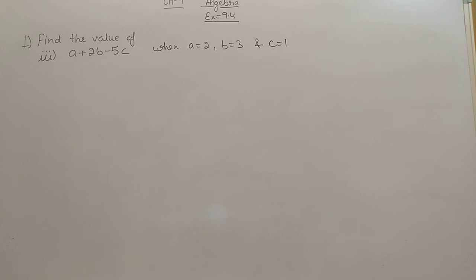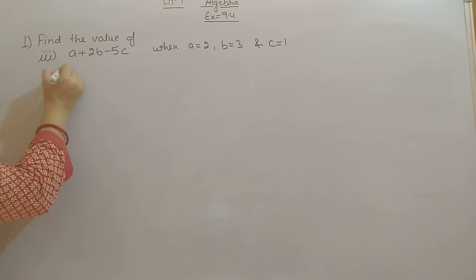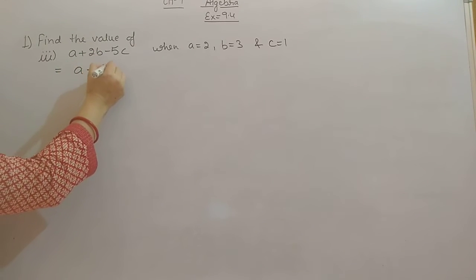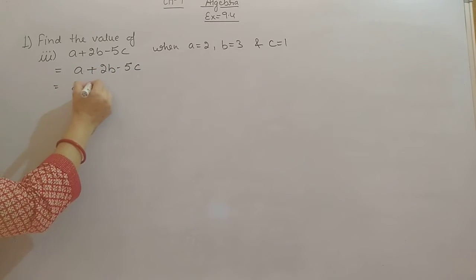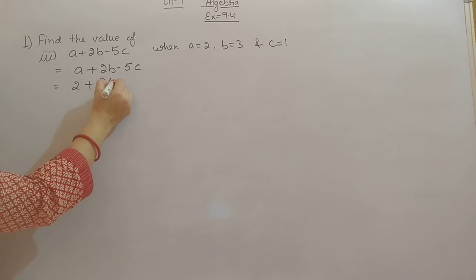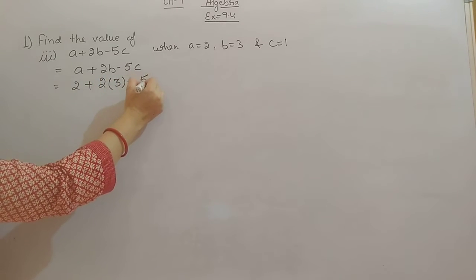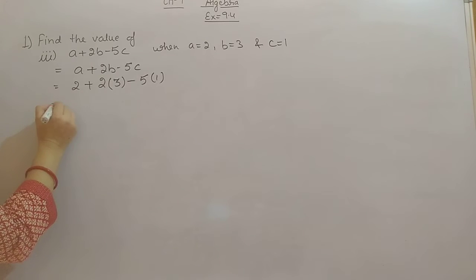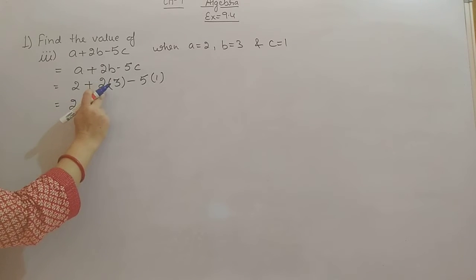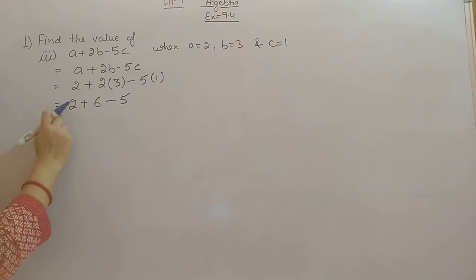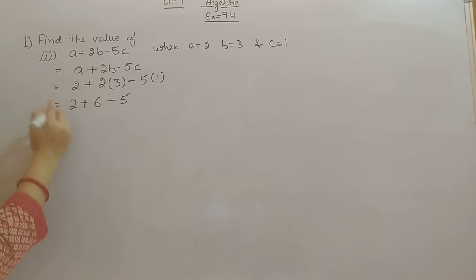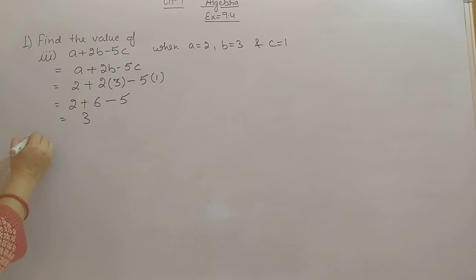Third part, a plus 2b minus 5c when a is 2, b is 3 and c is equal to 1. So a plus 2b minus 5c. A value is 2, then plus 2, b value is 3, minus 5 and c value is 1. This will be 2, second term 2 into 3 becomes 6, and 5 into 1 is 5. 2 plus 6 is 8, 8 minus 5 is 3.